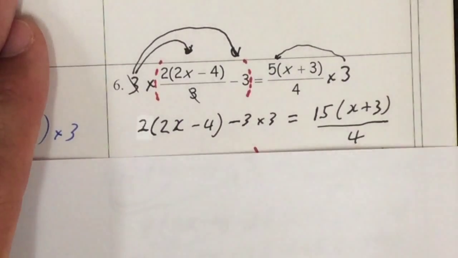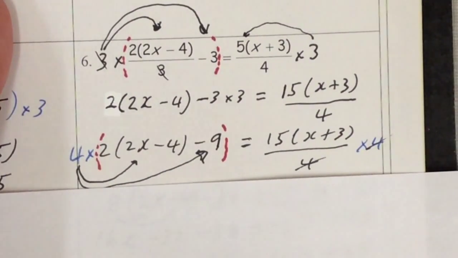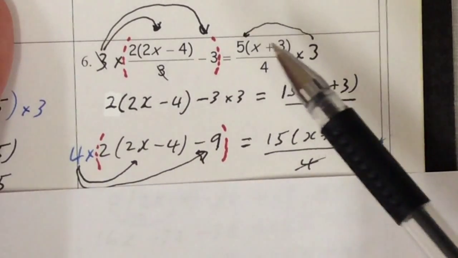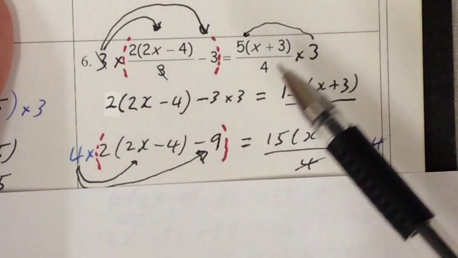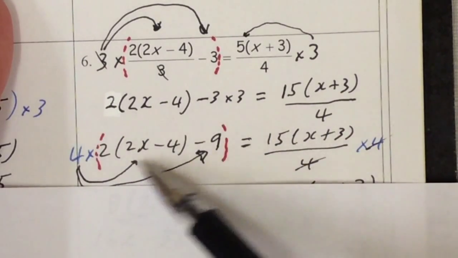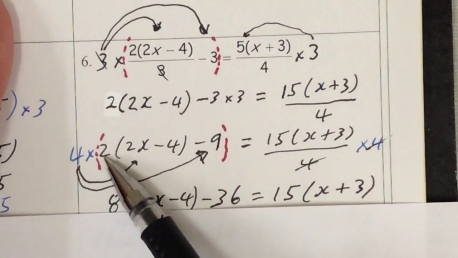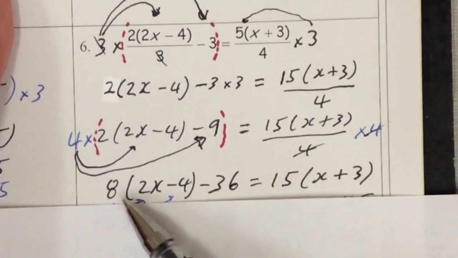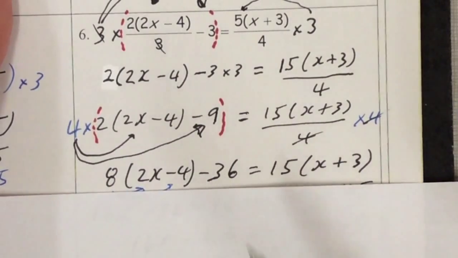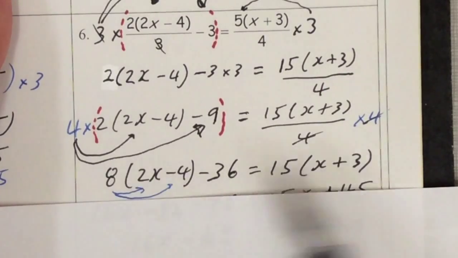Now we want to get rid of the 4. Okay? So we're going to multiply both sides by 4. Okay? So the 4 here cancels out. 4 here gets multiplied by both pieces. Okay? So 4 times 2 is 8 in front of there. 4 times negative 9, negative 36. Okay? Now we're going to expand these brackets.